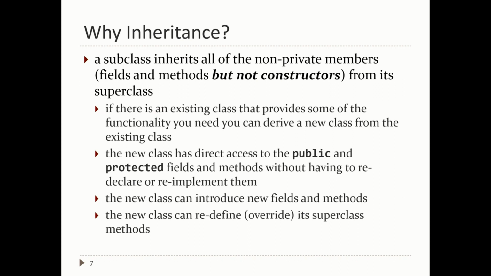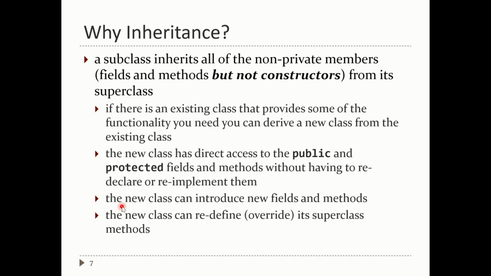So if there's an existing class that provides some of the functionality you need, you can derive a new class from that existing class to produce a subclass. Your new class has direct access to the public and protected fields and methods. Direct access means you don't redeclare or redefine them. If you have access to some field, you don't produce a duplicate copy of that field in the subclass. If you inherit a method that you want to use in its current form, you don't redefine the method. So you don't have to re-implement everything. You can just reuse the existing implementation.